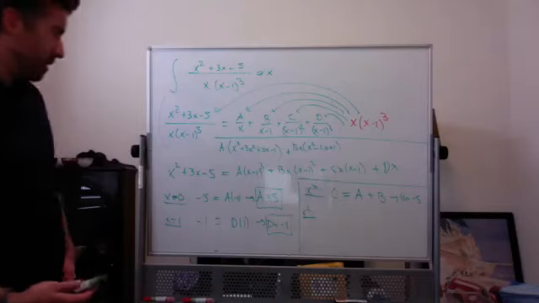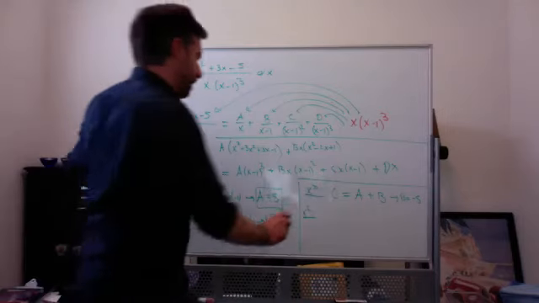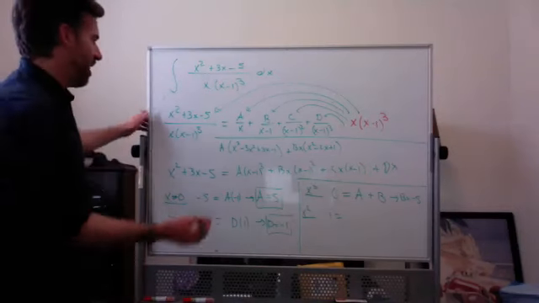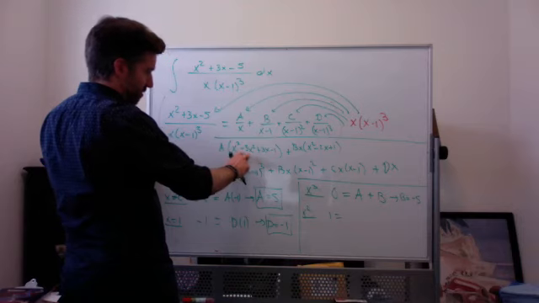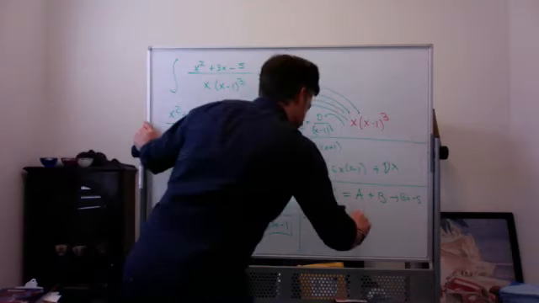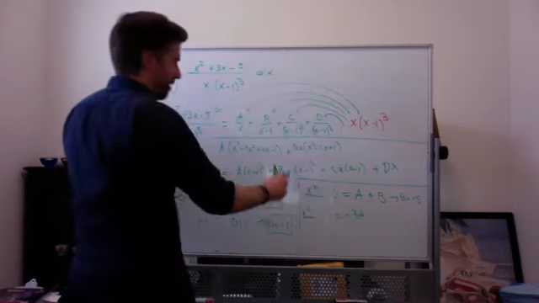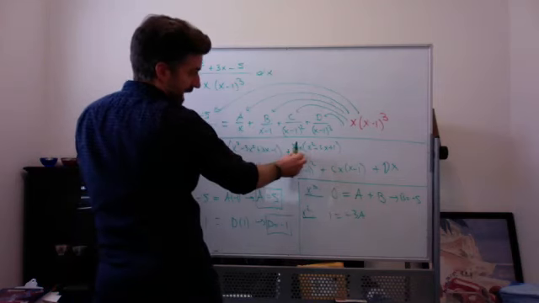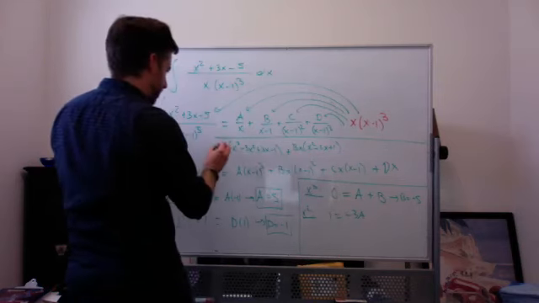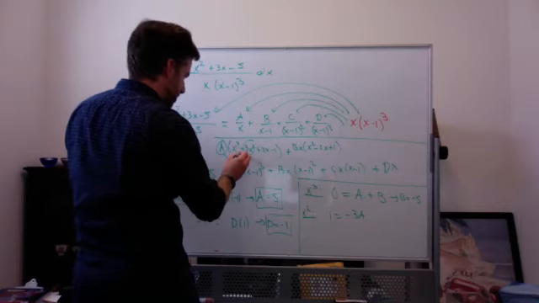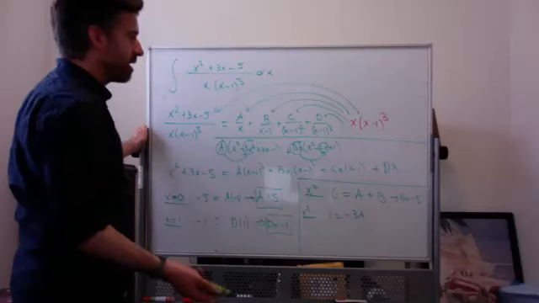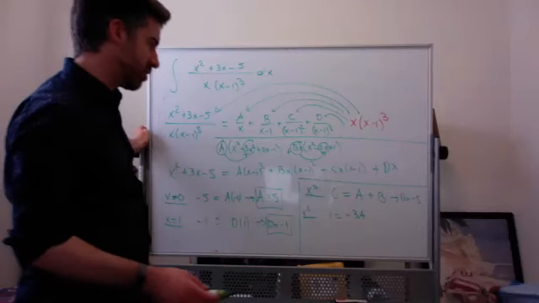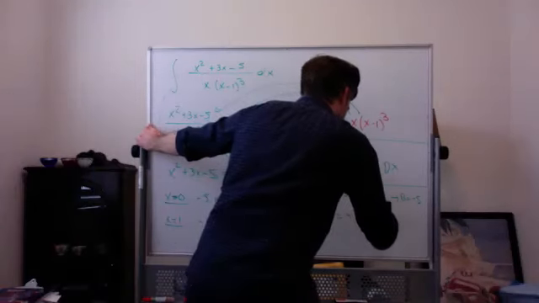So I'm looking for all the x squareds. On the left, I've got 1. On the right, here's what I've got. I've got a times negative 3x squared. So the coefficient of x squared would be negative 3a. I've got b times x times negative 2x. So I've got this times this. I've got this times this. That's going to give me a negative 2bx squared. So the coefficient of x squared is negative 2b.